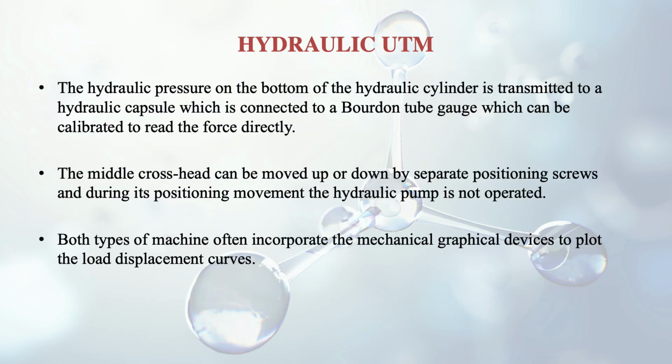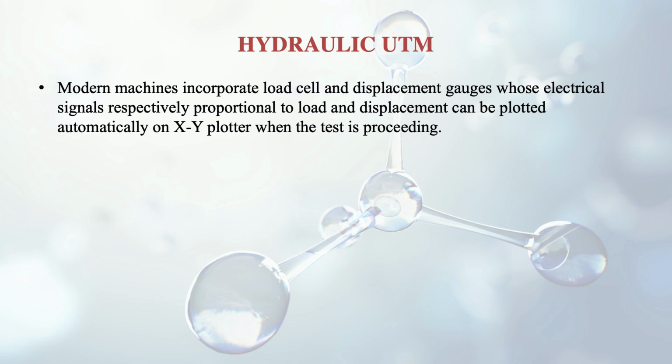Now we see that both types of machine, meaning the electrical gear driven machine and the other one which is hydraulically driven machine, both incorporate mechanical graphical devices to plot the load displacement curves. So your stress strain curve can be got through these machines. Modern machines incorporate load cells for measuring the load and displacement gauges, whose electric signals, respectively proportional to load and displacement, can be plotted automatically on an XY plotter when the test is proceeding. So these are sophisticated machines which are now being used in the current scenario.